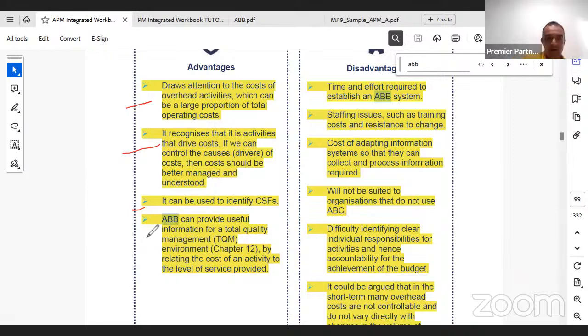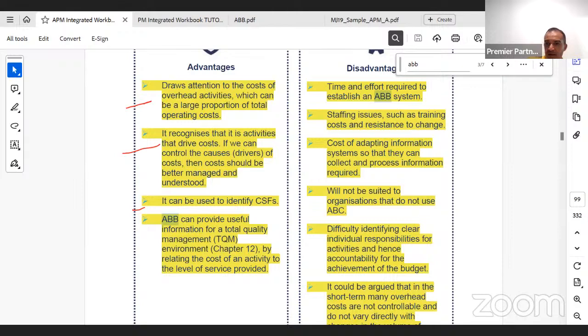Maybe we can provide useful information for TQM, right? By relating the customer activity to total quality management. If you take an organization, it's all about activities. I decided to put up a front office. Front office is now an activity, trying to serve the customers, right?